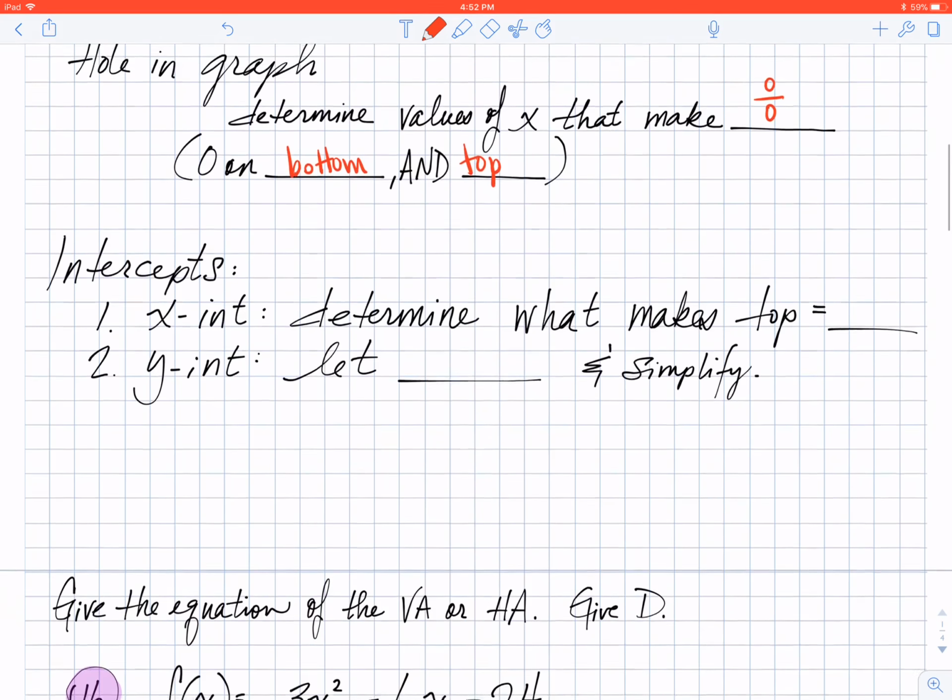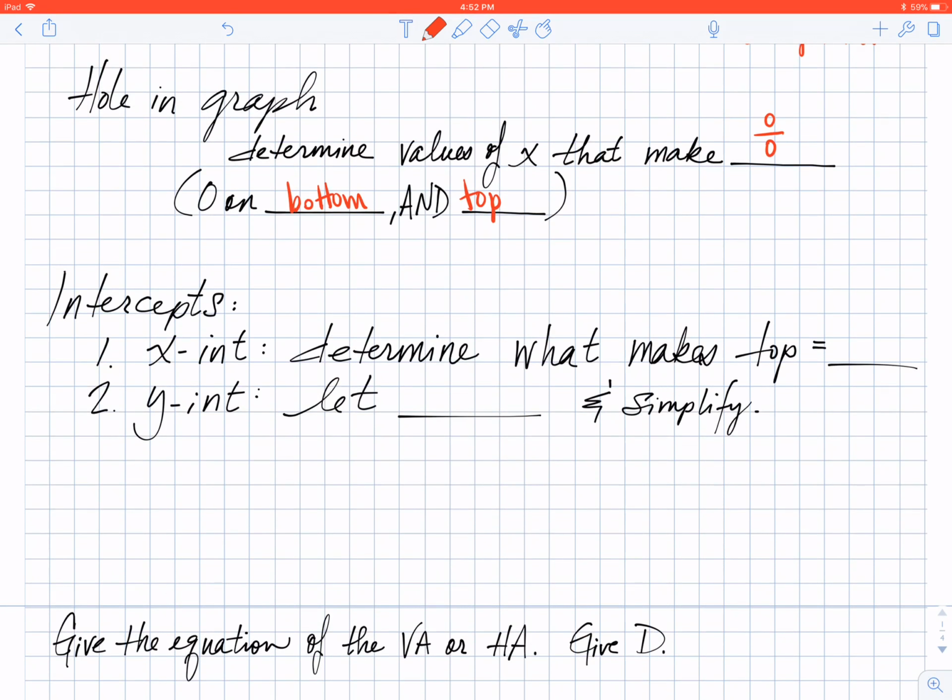Lastly, let's talk intercepts. How do I find an x-intercept? Determine what makes the top 0. What makes the top 0? My y-intercept, we've done this before, so this should not be a surprise to you. Let all of your x's equal 0 and simplify or solve for the y value.